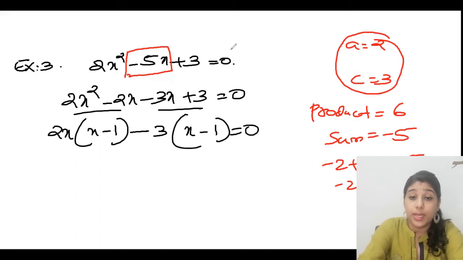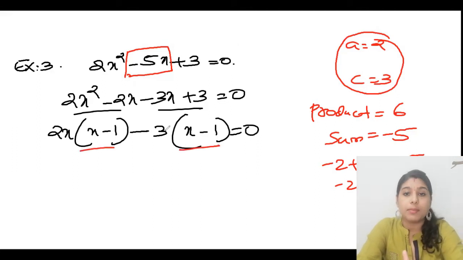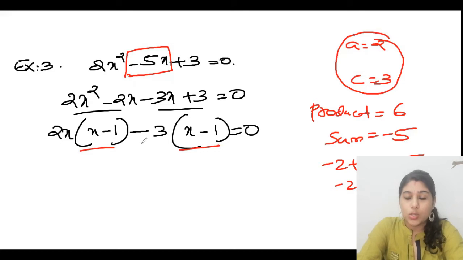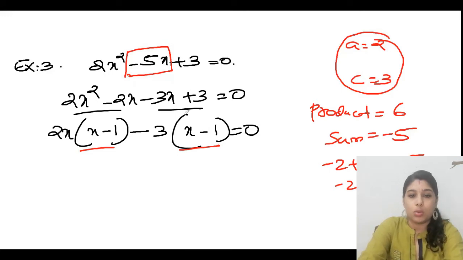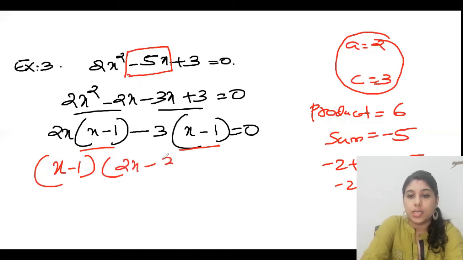So what is our aim actually? We need these two brackets to be same. That is why I purposefully have taken this negative 3 as common. So every time our aim should be the bracket inside should be same. That means we have to take this common out. So x minus 1 I have taken out from both of these terms. So what is remaining there? 2x minus 3 is only remaining is equal to 0.